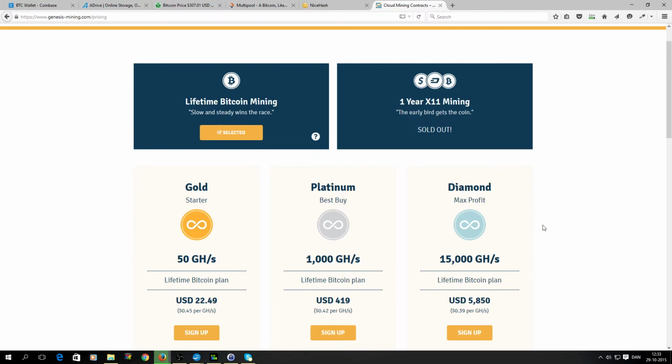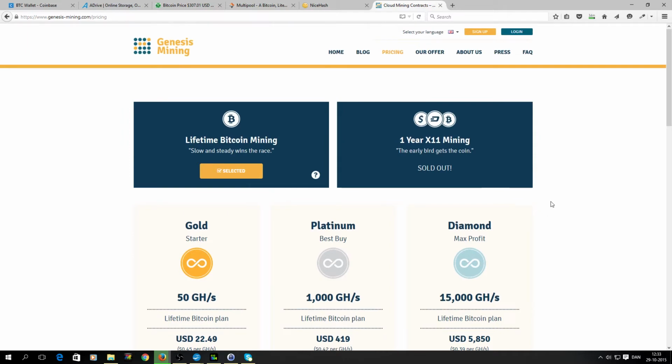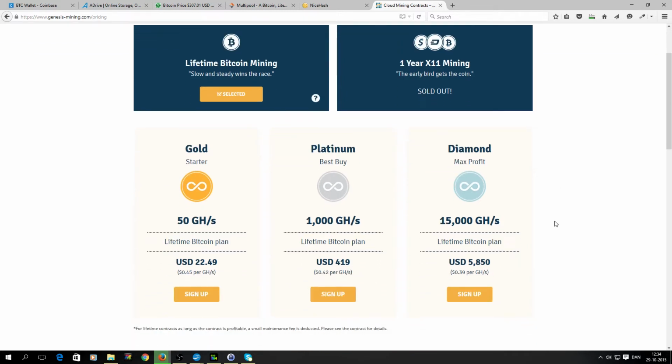But again, I think you should see cloud mining as something more fun than something where you can actually earn anything. But with that said, it's also not that you will be losing a lot, because you will definitely earn at least most of your investment back.